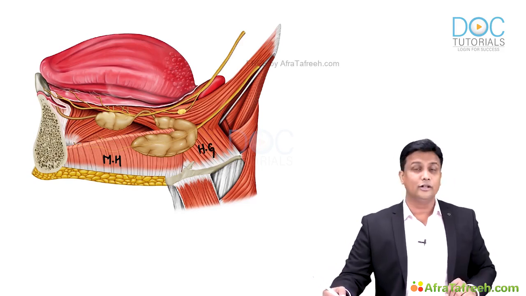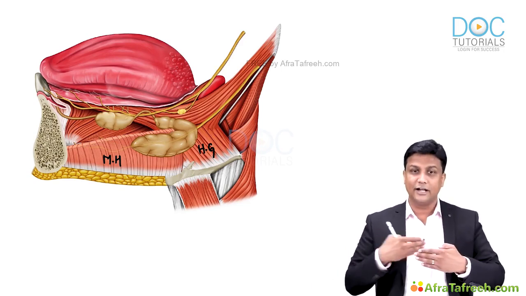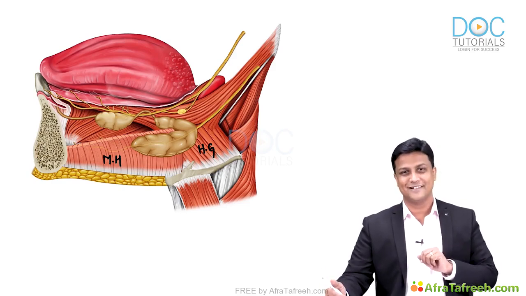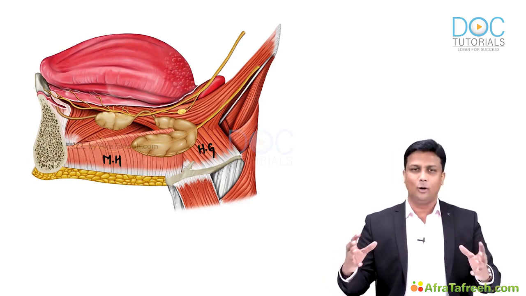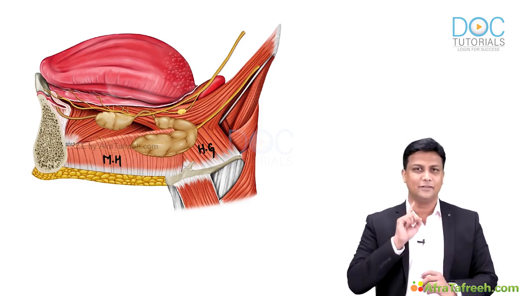And we are also going to learn the relations of that one, like what are the structures going superficial to hyoglossus and deep to hyoglossus. And once you learn the relations of these two muscles, mylohyoid and hyoglossus, all of those are nothing but the contents of your digastric triangle only.